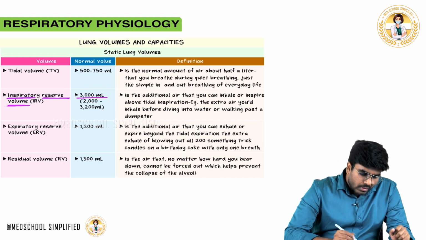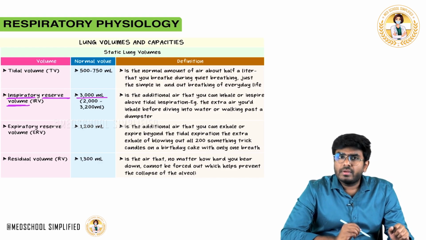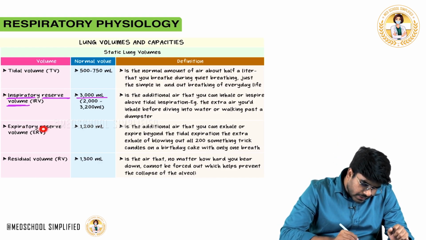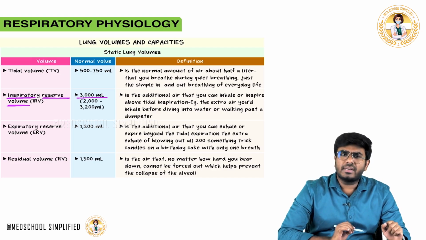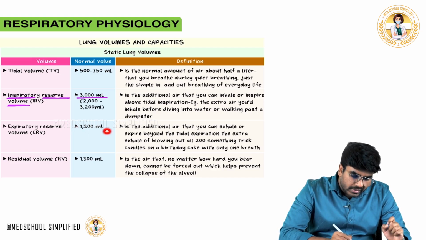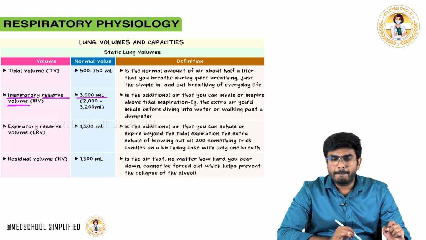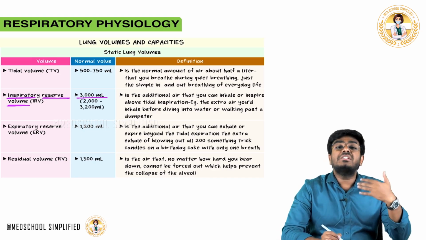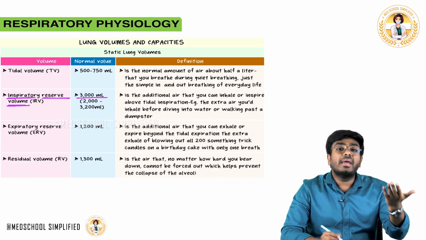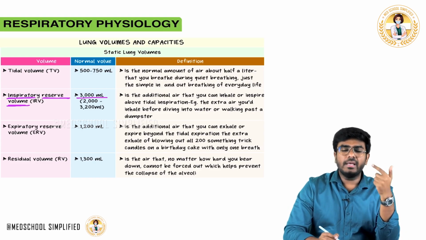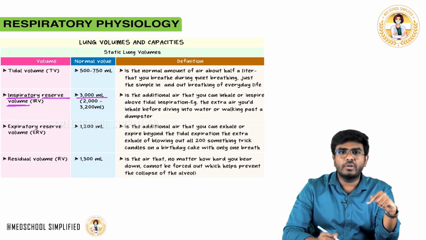Now after discussing the inspiratory reserve volume, let's talk about expiratory reserve volume. So what is this expiratory reserve volume? Expiratory reserve volume is somewhere around 1200 ml. It's the extra air that you will expire out. Normally, if you ask me to expire, see, the tidal volume is going to come out first.